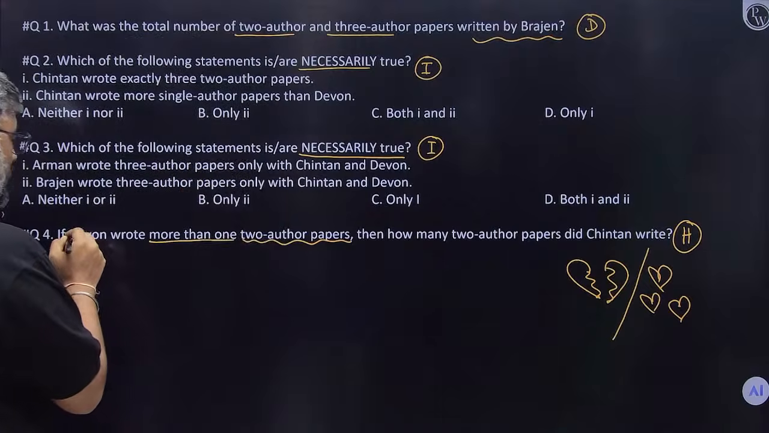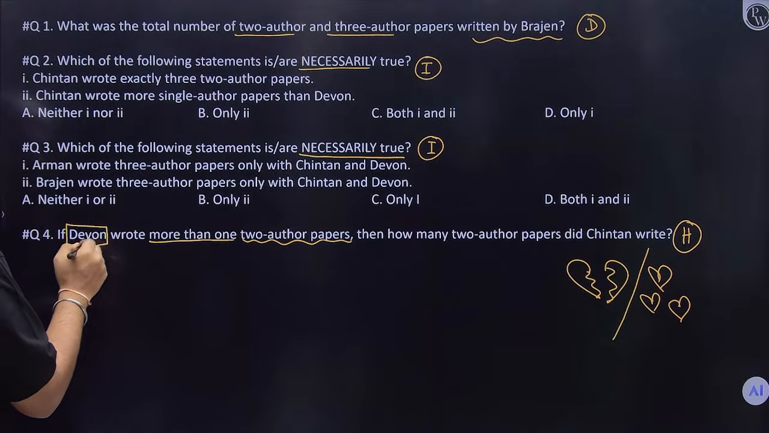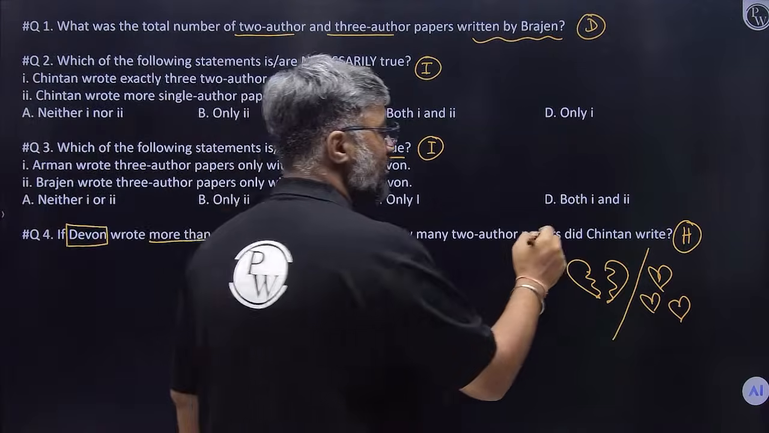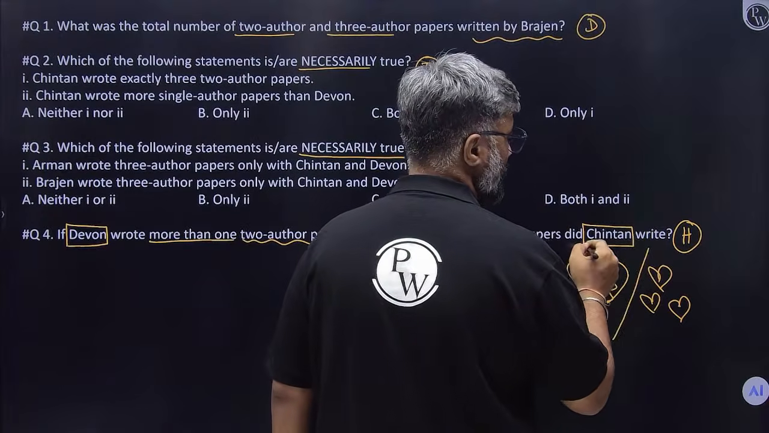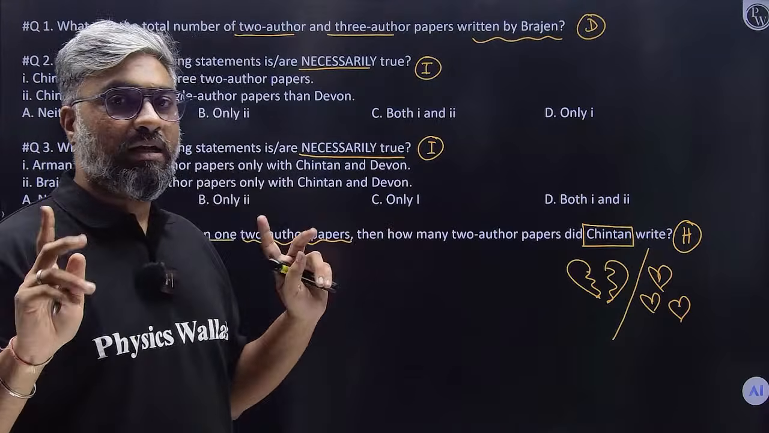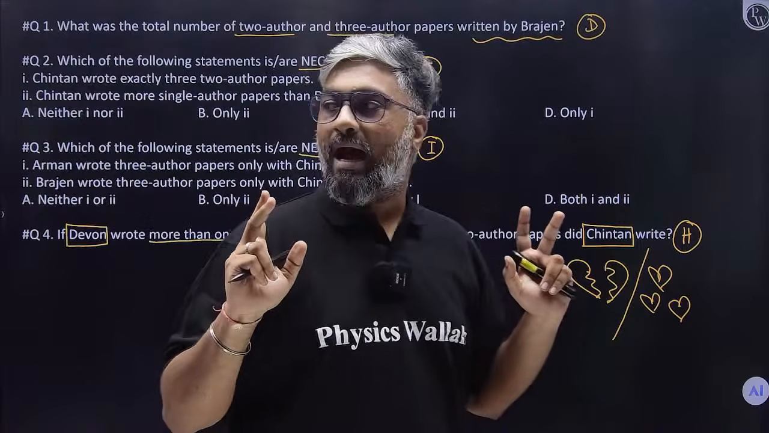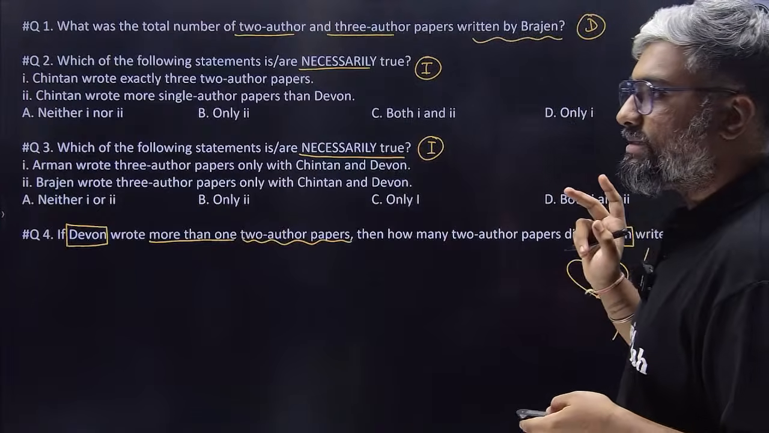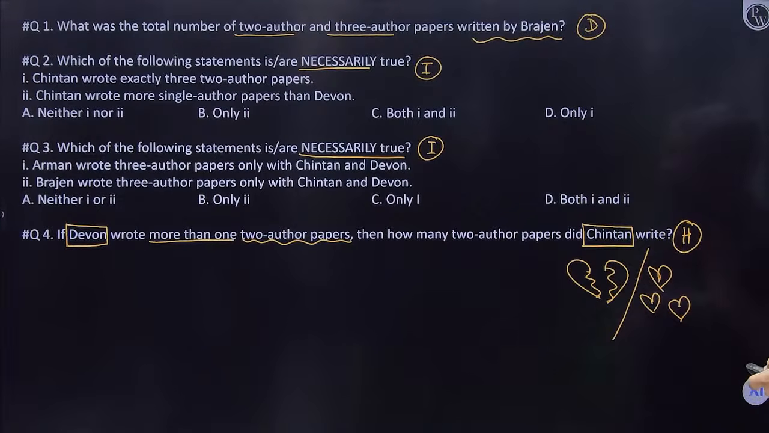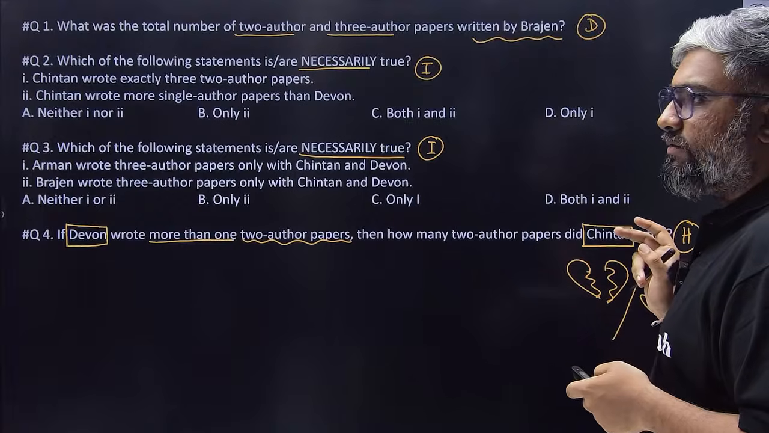So who's in danger now? Devon is in danger and Chintan is in danger. Correct? Devon and Chintan would be in danger. We can predict that beforehand. Clear? Perfect. Yes, for sure, Nishant. Yes, we'll make that.